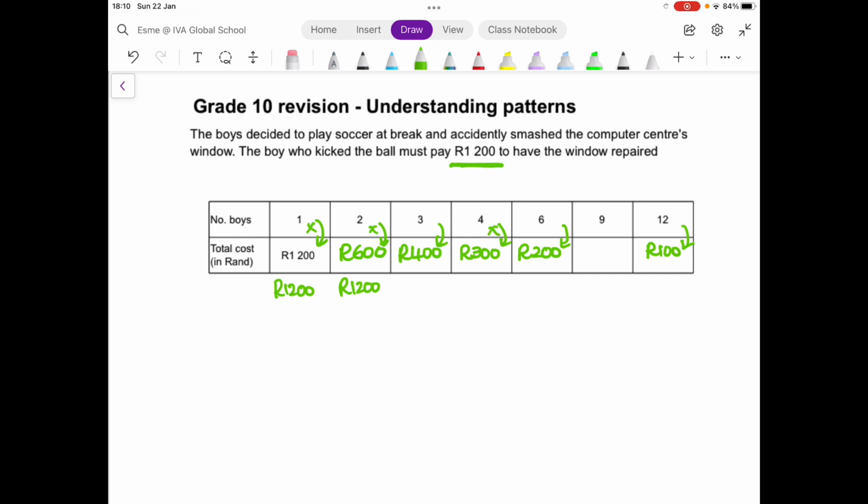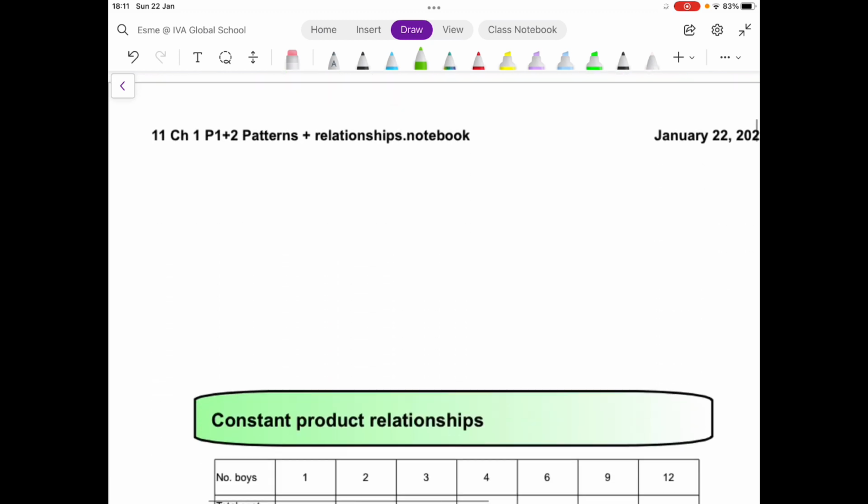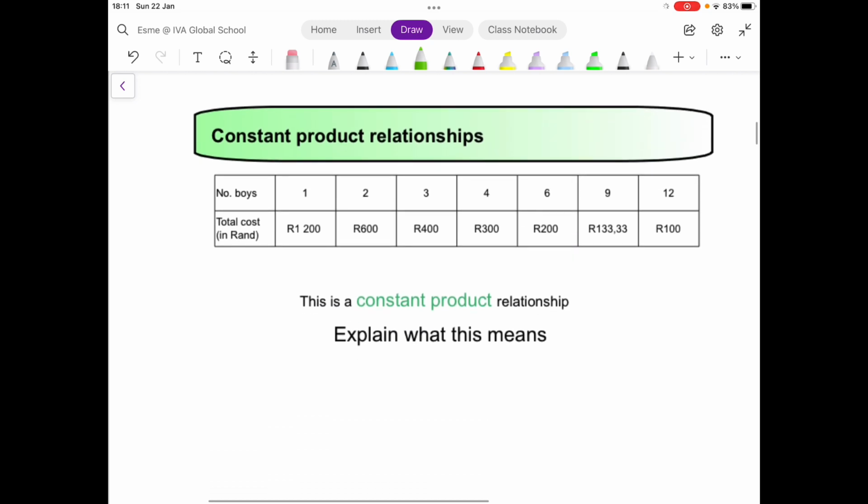So if I multiply going down, I know that my price has got to get to 1,200. If there are 9 boys participating, it means I've got to say 1,200 divided by 9, and that will give me 133,33. So that is how much each boy would pay if 9 of them clubbed together for this. This is known as a constant product because the product, when I multiply, all of these will give me 1,200 Rand. And there it's filled in neatly for you.